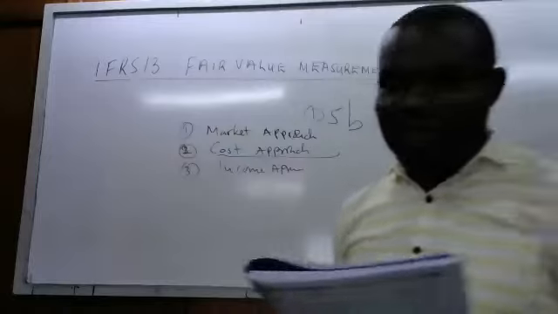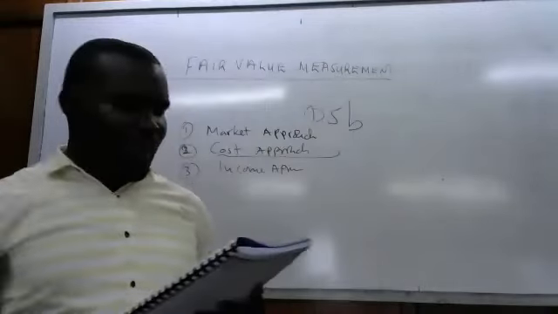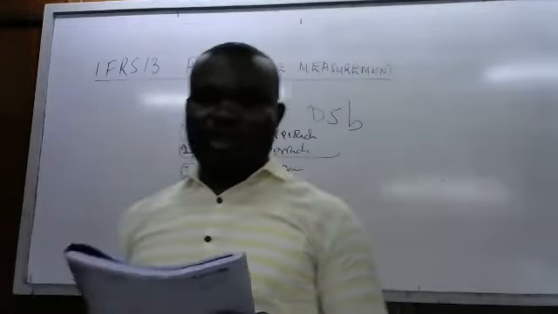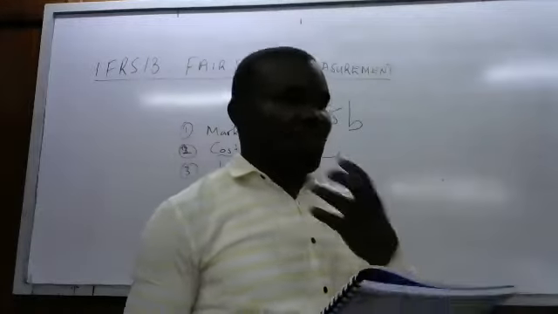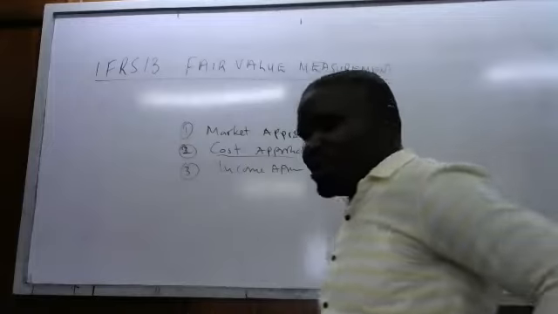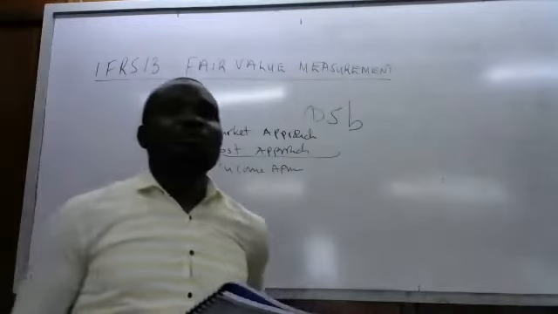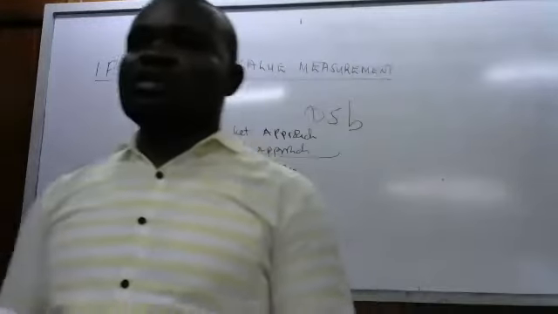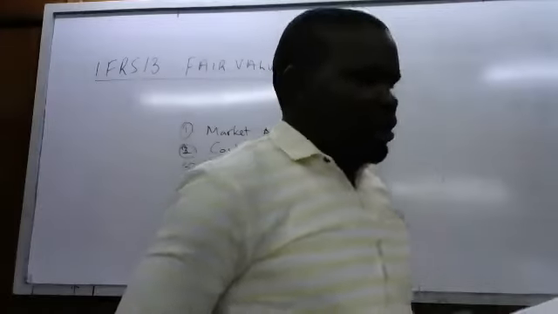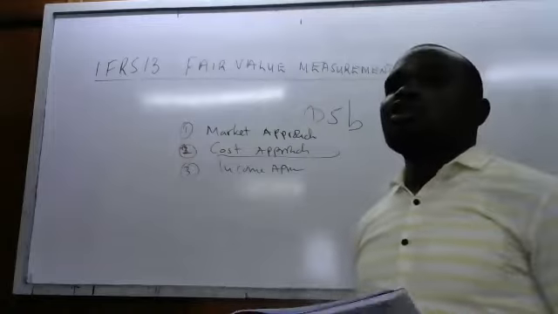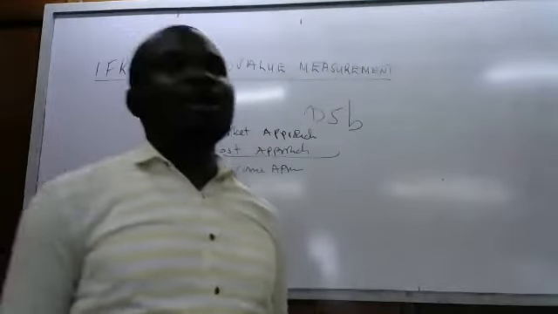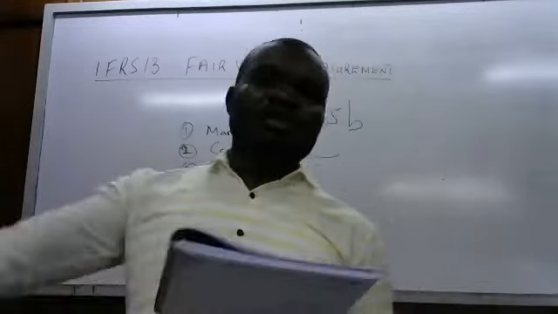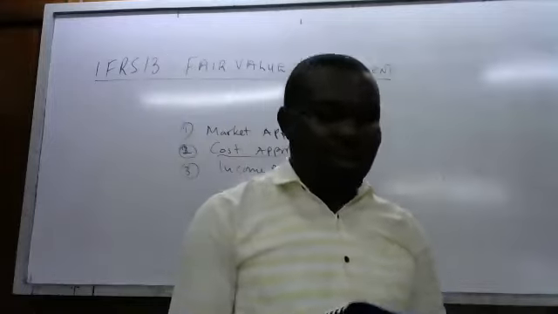It considers the amount that will be required currently to replace the service capacity of an asset, in brackets, current replacement cost. So the value of the asset becomes the amount which you can incur to replace a similar asset. So the replacement cost becomes the cost or the value, the market value of the asset. So that is the replacement cost.